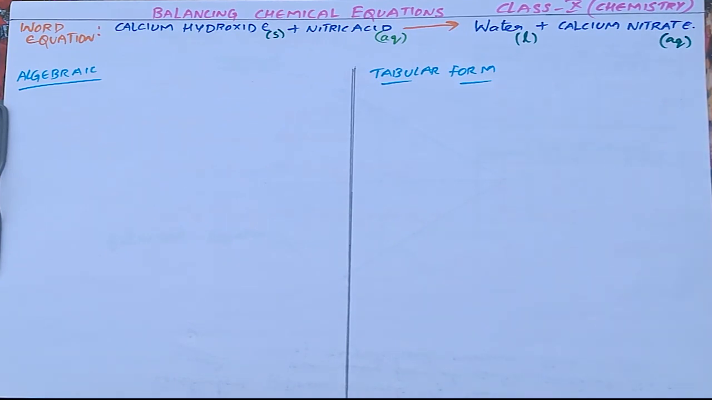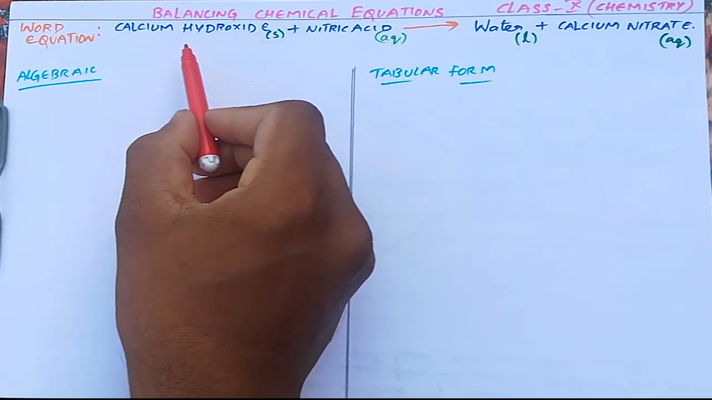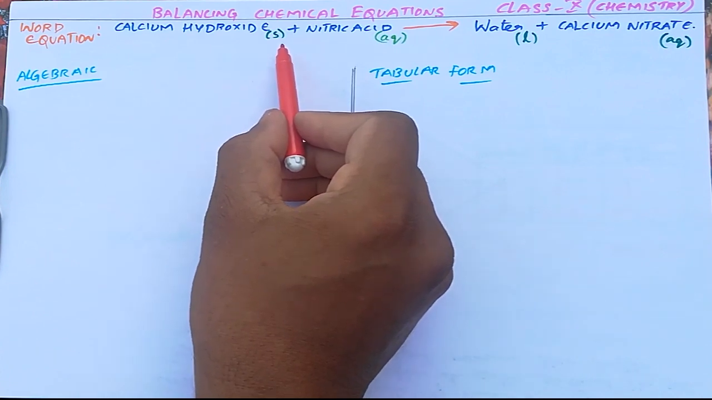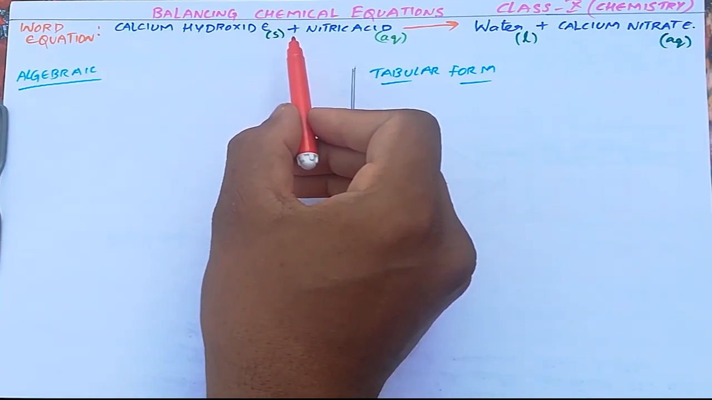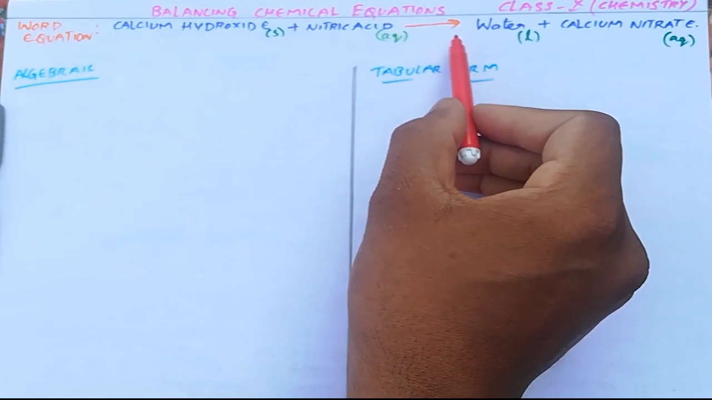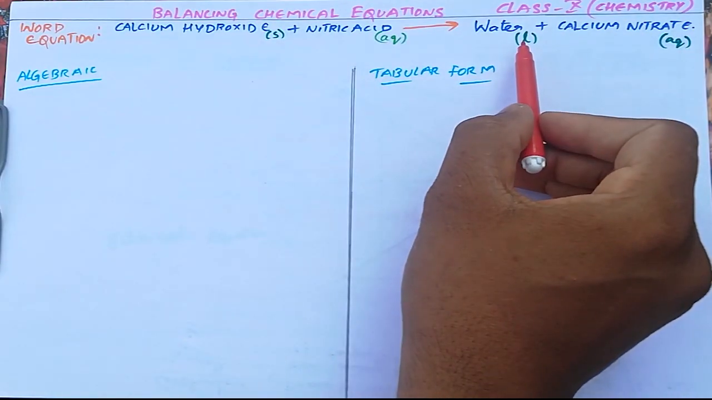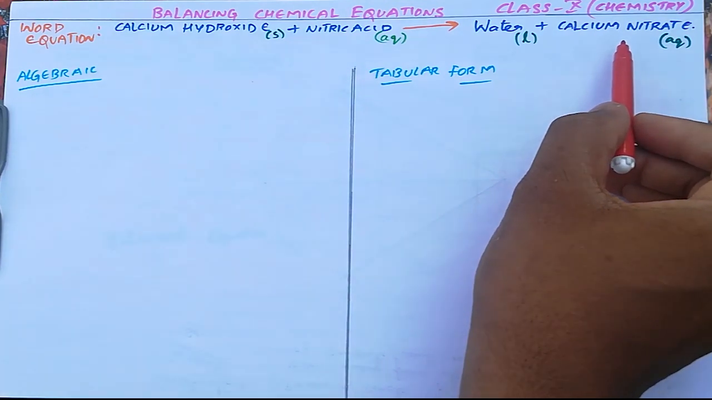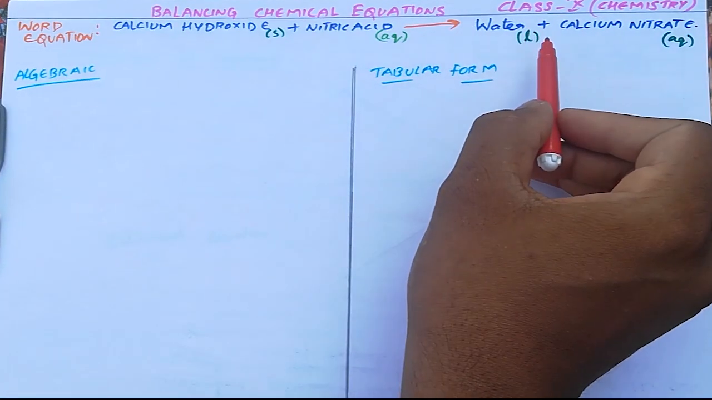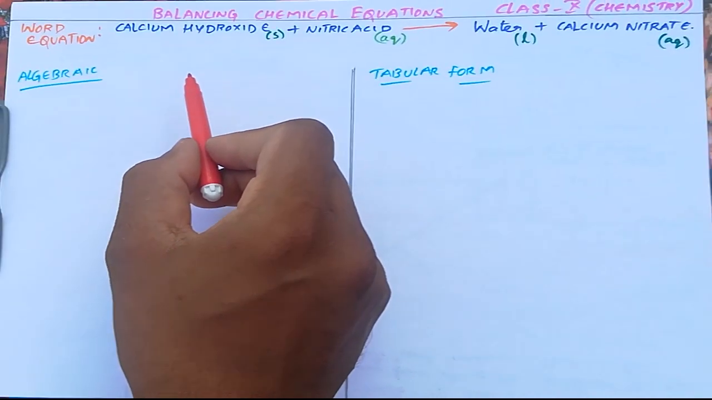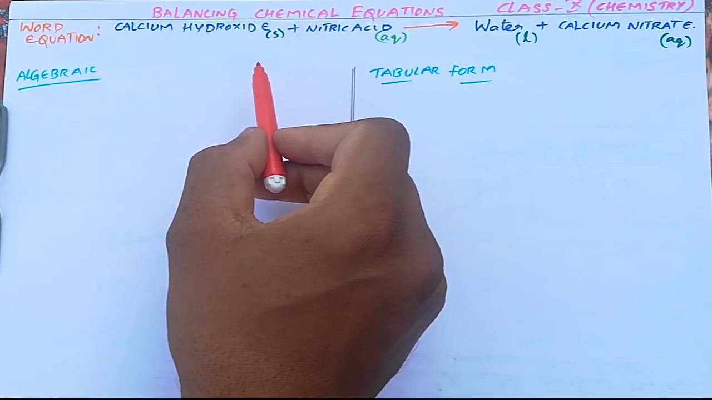If the question is given with a word equation, that means not with the symbols but with the words, that means the names of the compounds, solutions, molecules. So the word equation question is calcium hydroxide, which is in the solid state, plus nitric acid, which is in the aqueous form, giving rise to water, which is in the liquid form, and calcium nitrate, which is in the aqueous form. So first we need to write the symbol form.